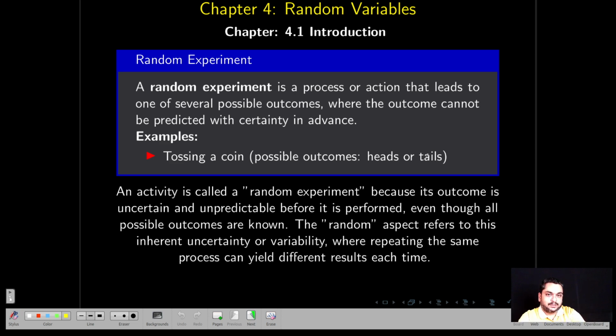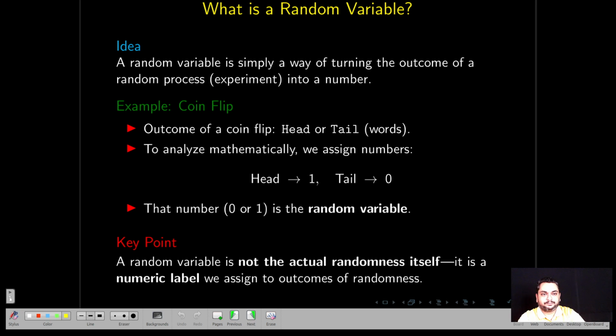These values may change every time you perform that experiment, right? So that is why it is called a random experiment. If I toss a coin now, I may get a head. If I toss the same coin again, I may get a tail. That is why it is called a random experiment.